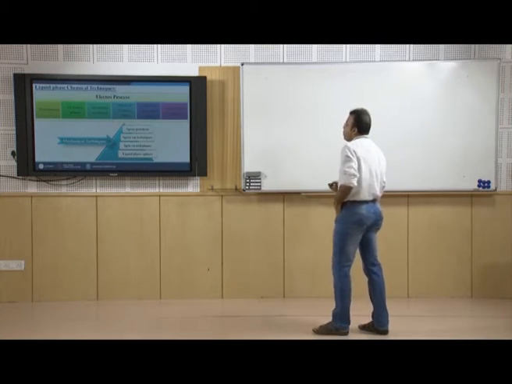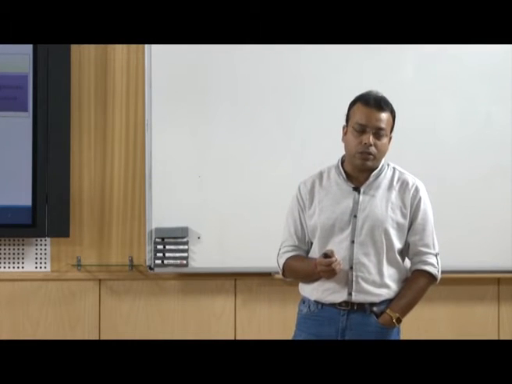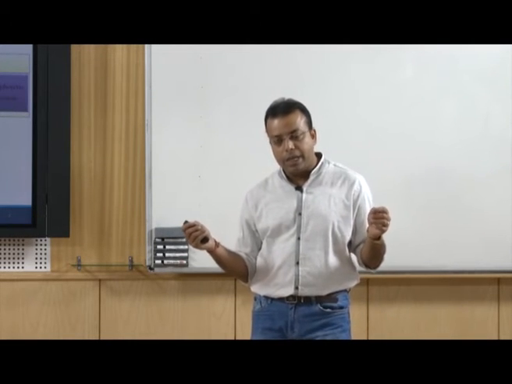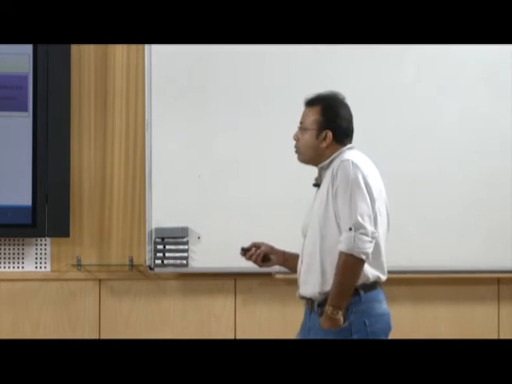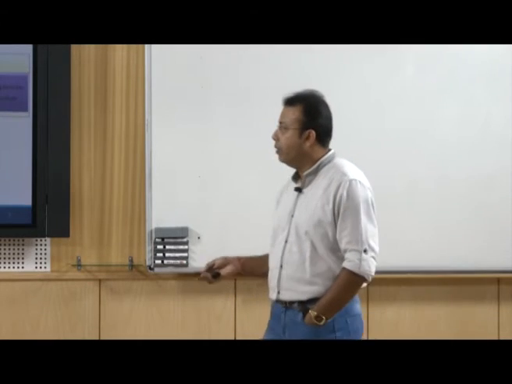Next we come to the liquid phase chemical techniques. There are several types of processes called electro processes. From the name itself you can understand that we are giving some kind of electrical energy to the process, or there should be a potential difference in the process. What are those? First is electroplating, electroless plating, electrolytic anodization, chemical reduction plating, chemical displacement plating, and electrophoretic deposition. There are also certain mechanical techniques available. What are those? Spray pyrolysis, spray on techniques, spin on techniques, and liquid phase epitaxy. So, these are all the different techniques available.